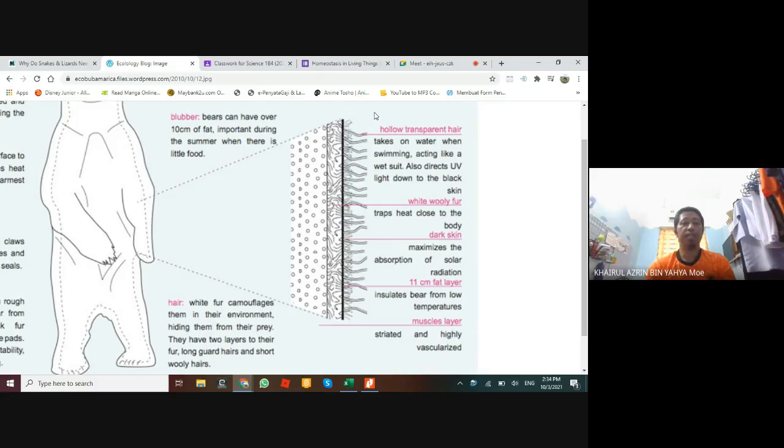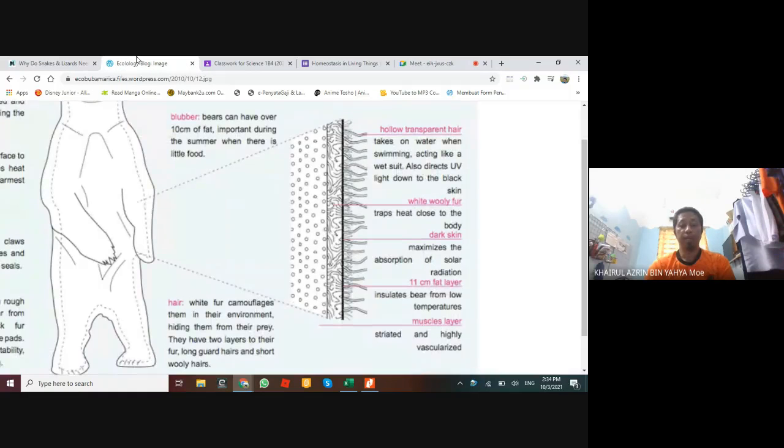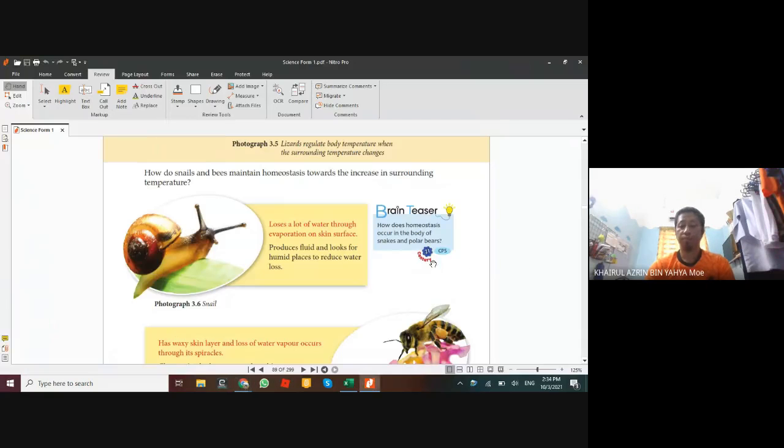Okay, so that is how snakes and polar bears regulate their body temperature. Okay, so now we continue.